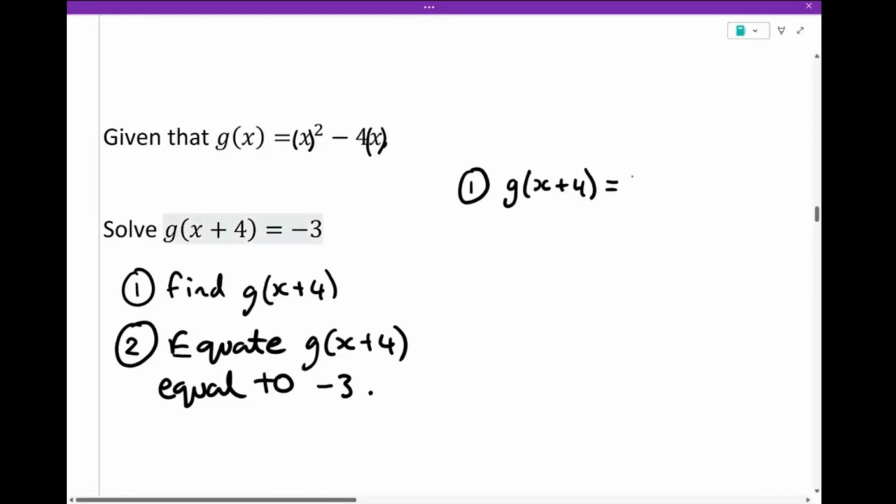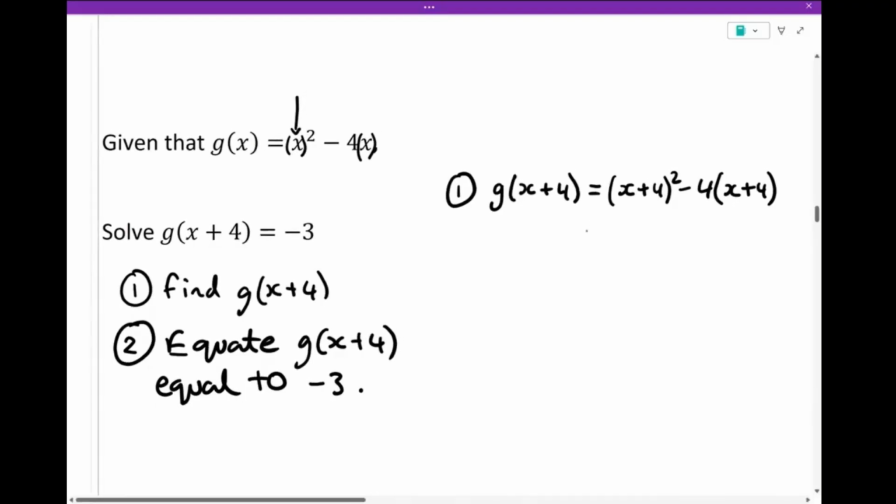So we would get open bracket, and it would be x plus 4 to the power of 2, because I put x plus 4 into here. And then we've got the negative 4, and then open brackets, and it will be x plus 4 like that. Now let's simplify before we do the equating step. So we're going to expand my bracket. So x plus 4 squared means x plus 4 times x plus 4.